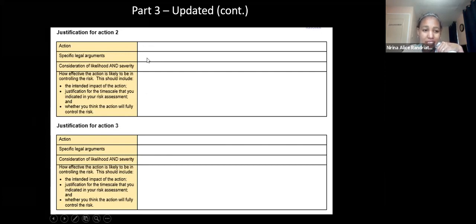Now, for each action, you have to provide a specific legal argument. What does that mean, specific? You need to go to ILO and look for a convention, recommendation, or code of practice that will be applicable to the actions that you just mentioned, and you mention that here. So we have 3 specific legal arguments because we have 3 specific actions. And also for the likelihood and severity, you have to do it separately for each action. Same thing for how effective the actions will be. So that's the difference between the old and new. In the new one, it's really clear you have to do this separately for each action.